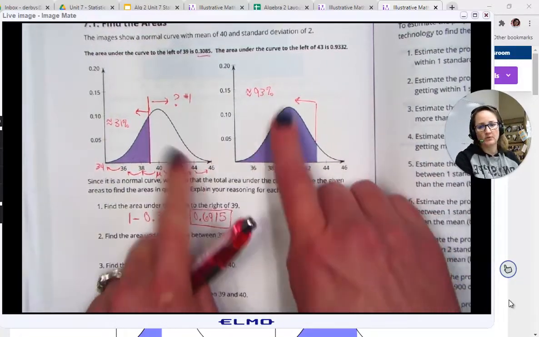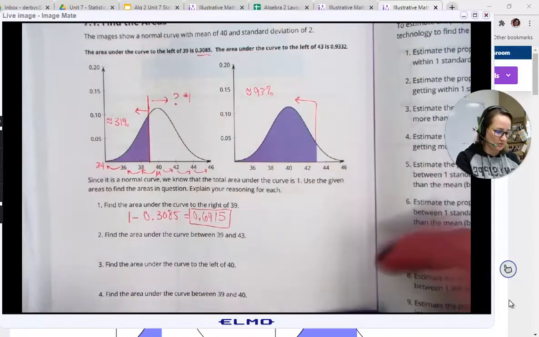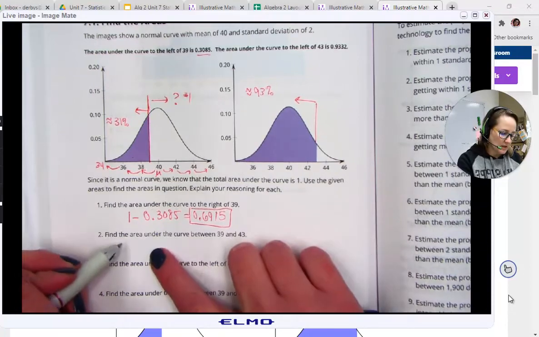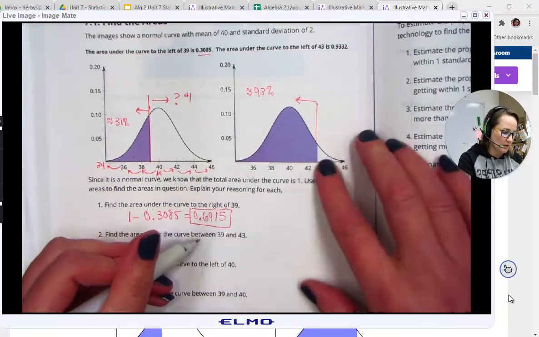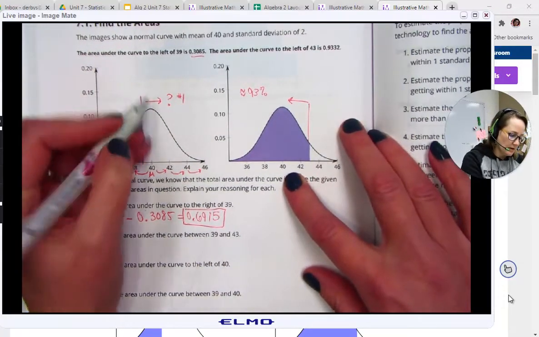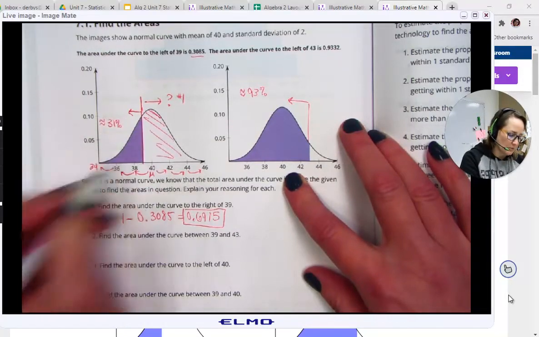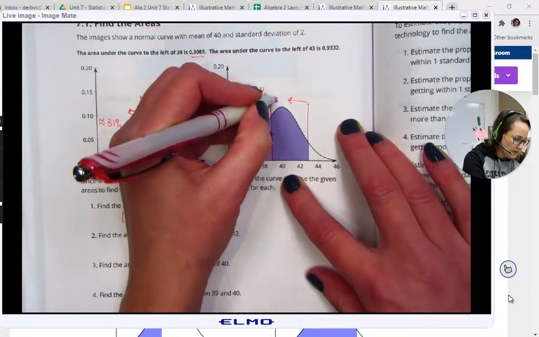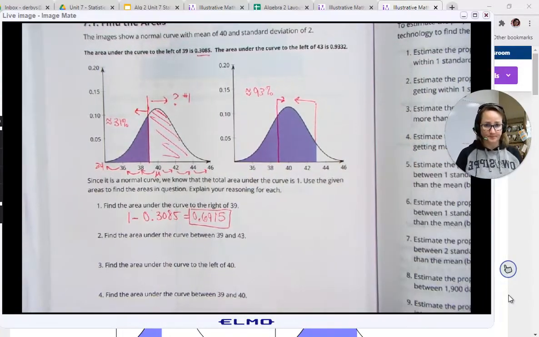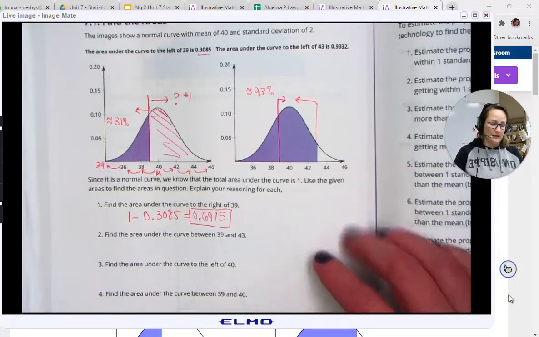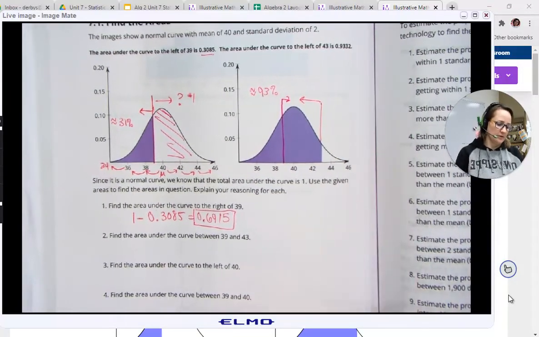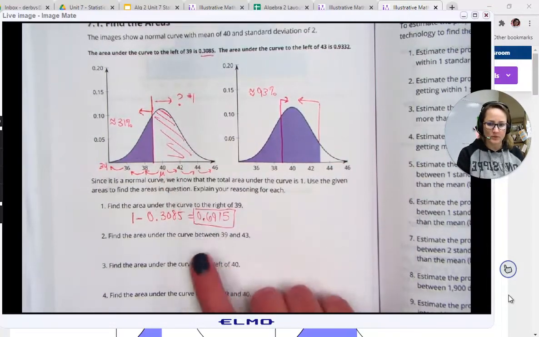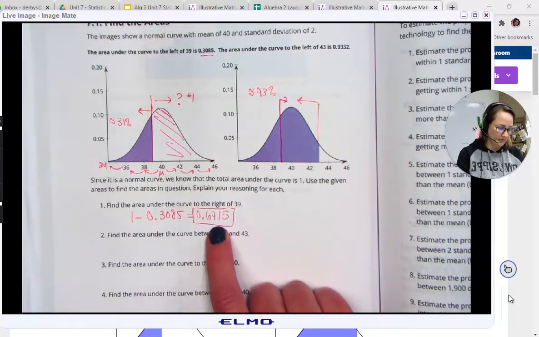Remember, these are the same curve with the same mean and standard deviation. They just have different parts shaded in. What it wants to know is the area between 39 and 43. Well, we just figured out the area 39 and more. Now we need to block it off between 39 and 43. So I would take this whole entire area, which we know is 0.6915.